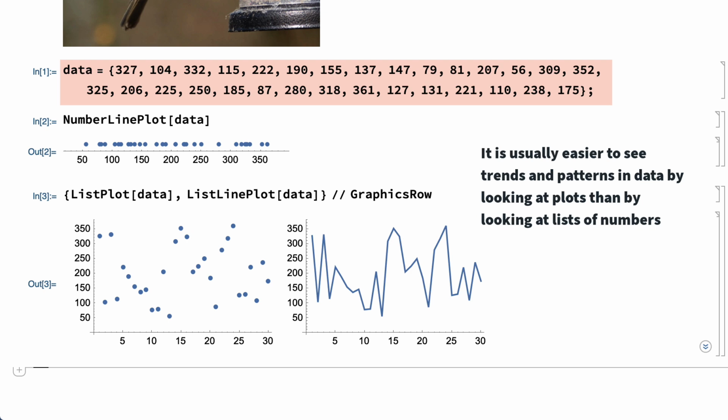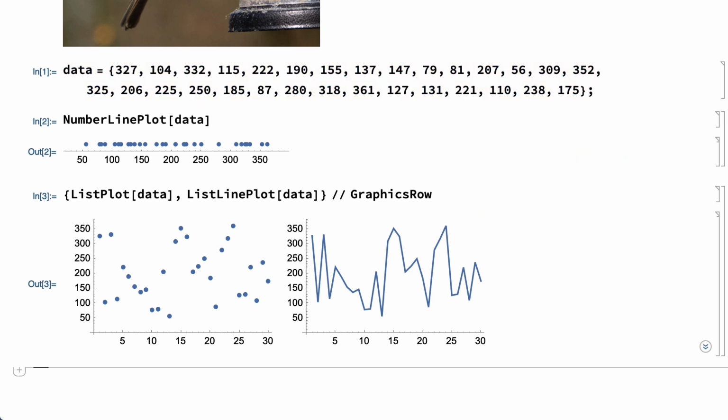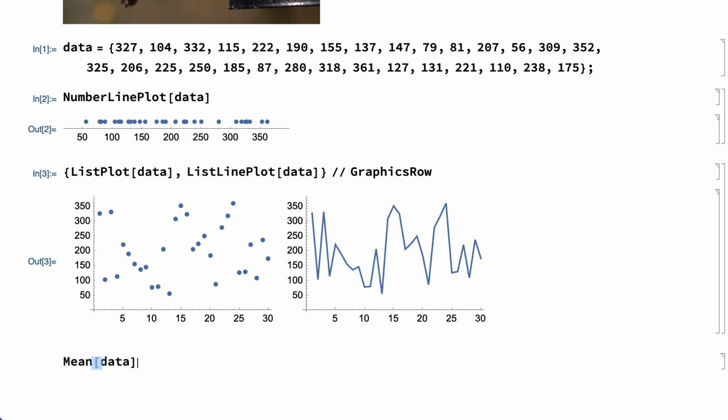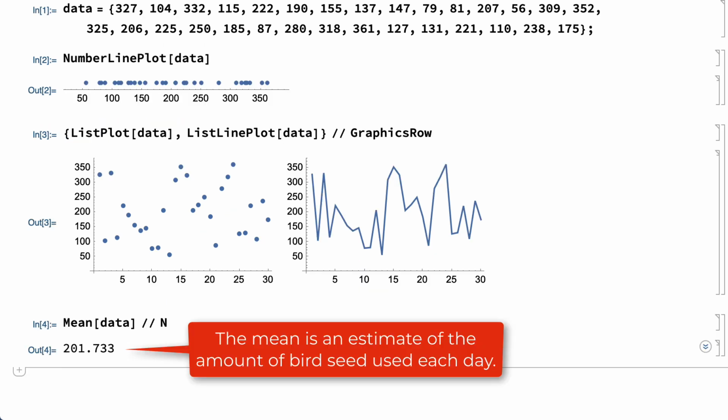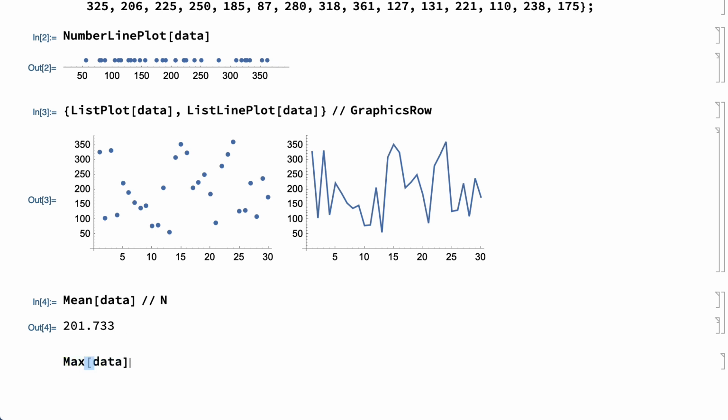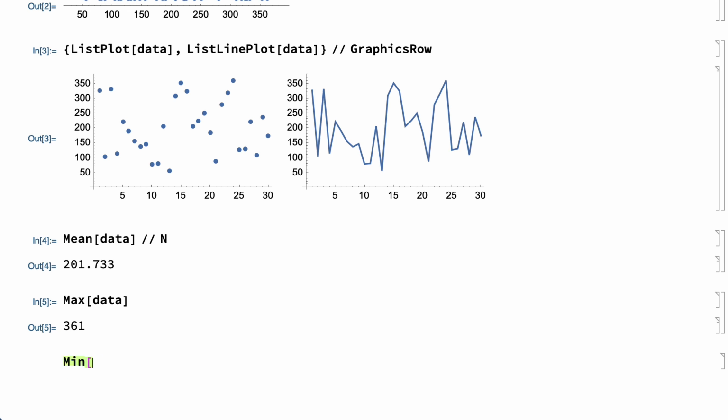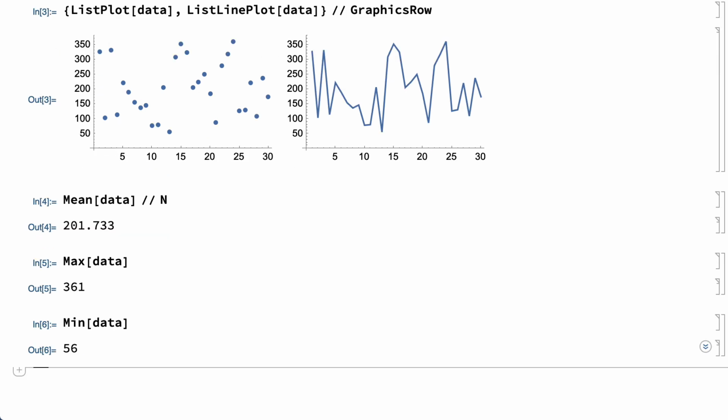To estimate how much birdseed might be used over the next month, for example, it would be useful to have a number for the amount of birdseed that the birds are likely to use each day. The mean of the data, which is just the average of the numbers in the list, is one estimate of that amount, but there is so much day-to-day variation in the data that there will likely also be some variation in the mean from one 30-day period to the next. The maximum amount of birdseed consumed in one day, after all, is much bigger than the mean, and the minimum amount is much smaller than the mean.